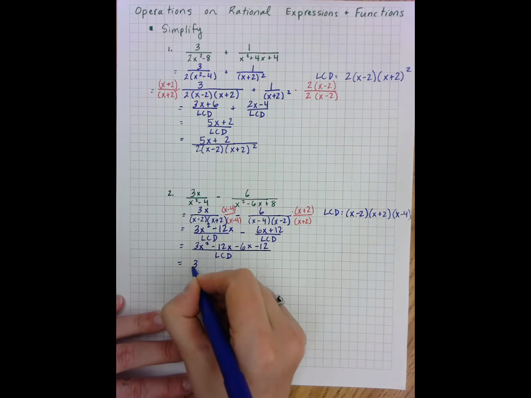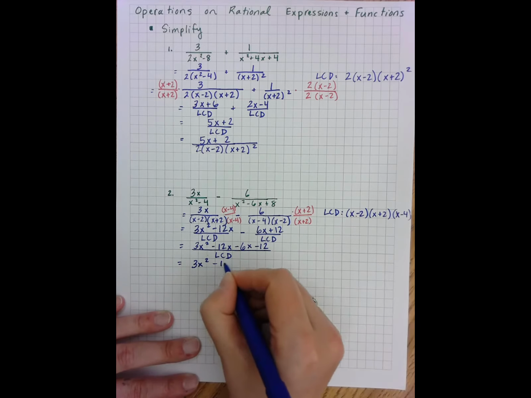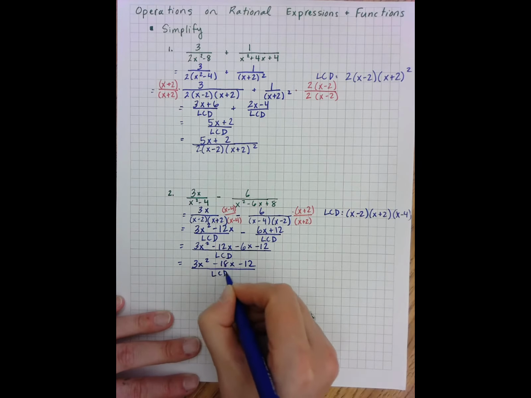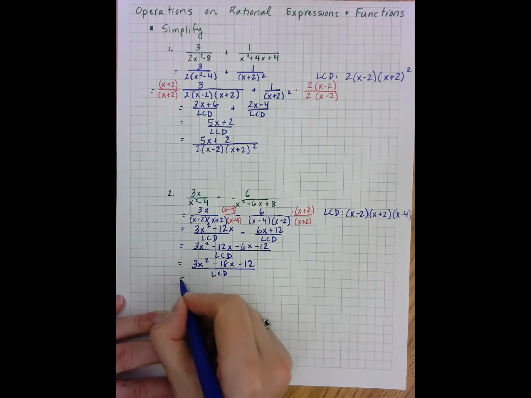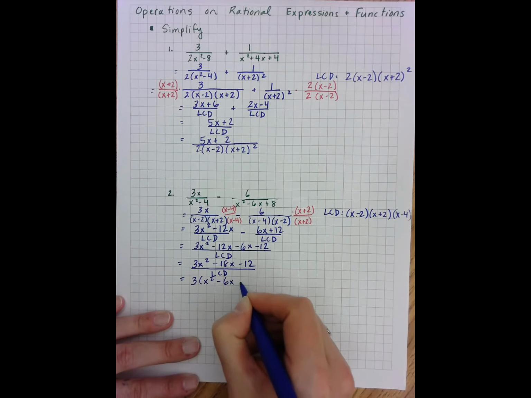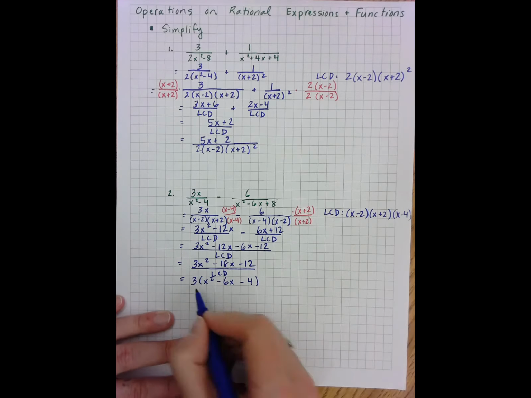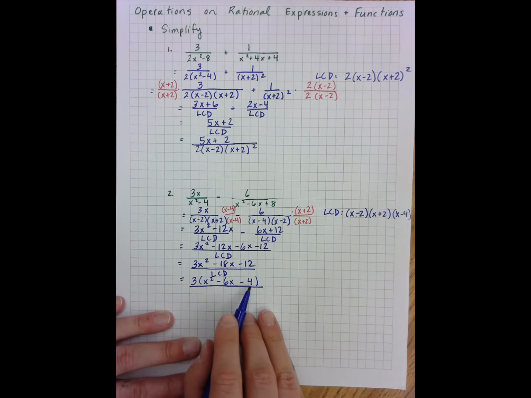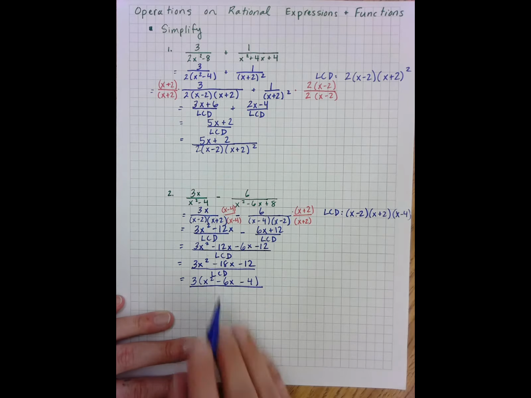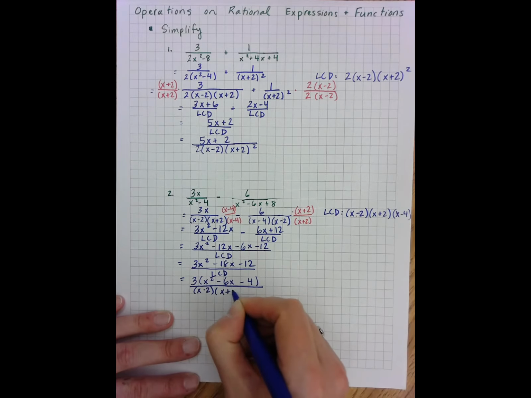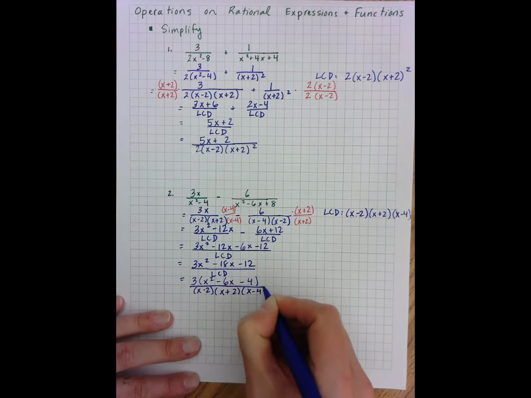Now I can combine my like terms over my lowest common denominator. I'm going to factor my top. I can factor out a 3. And that can't be factored any further. There's no two numbers that multiply to be -4 and add to be -6. And so then I just write in my lowest common denominator written out.